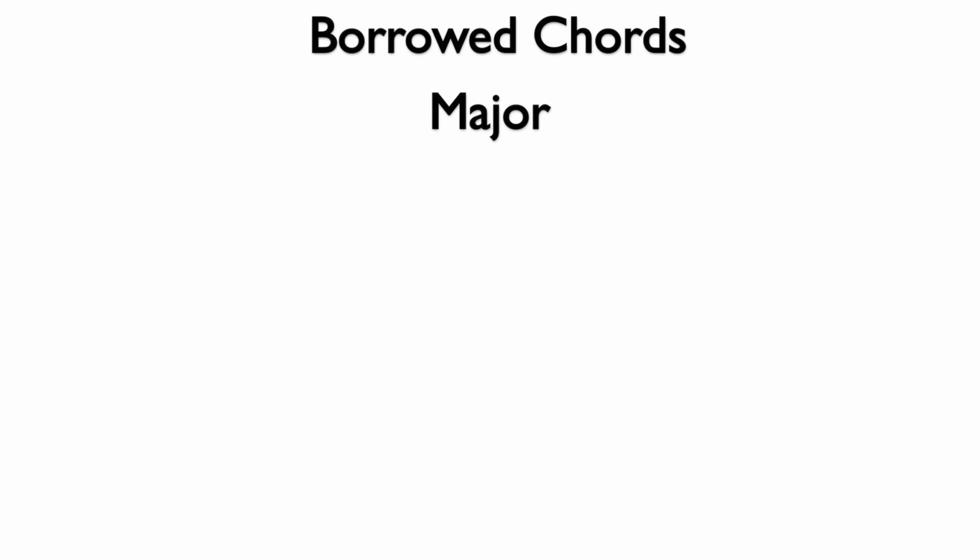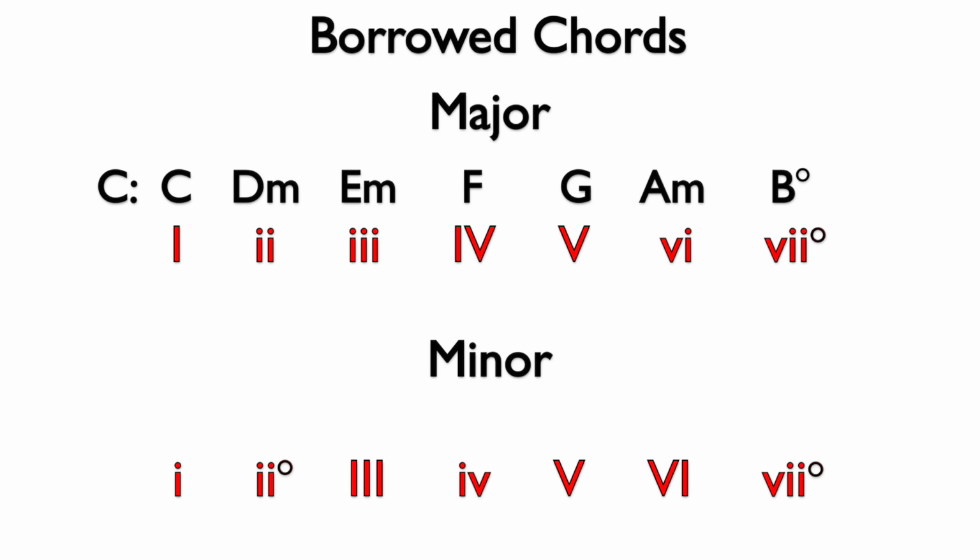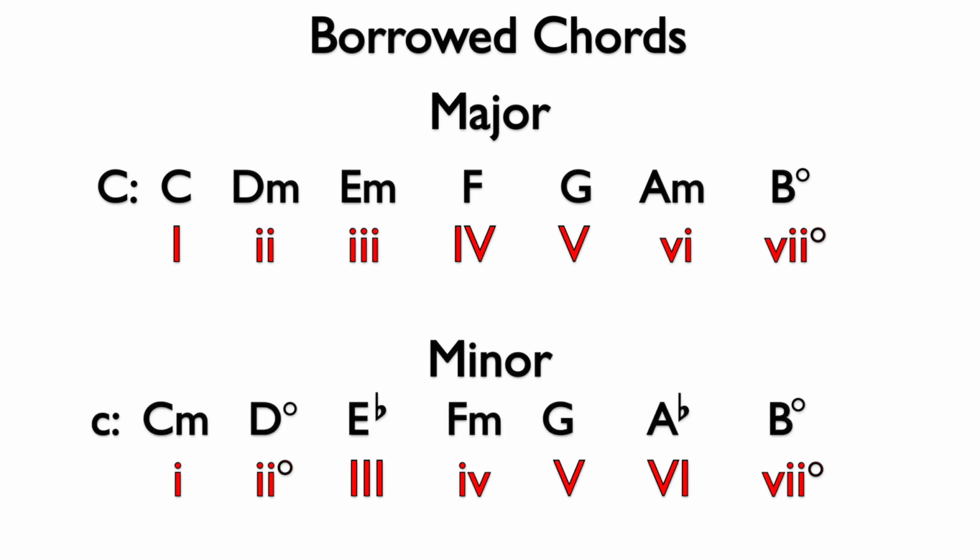In a major key, we have the following diatonic triads. Here are these chords in the key of C major. The following are the most common chords from a minor key. Here are those chords in the key of C minor. If we compose a chord progression in the key of C major, we can borrow the chords from C minor.